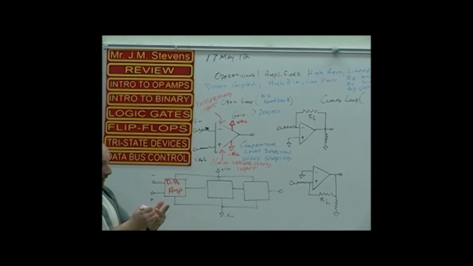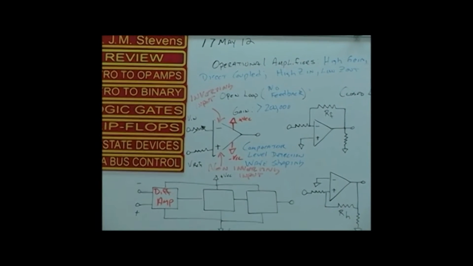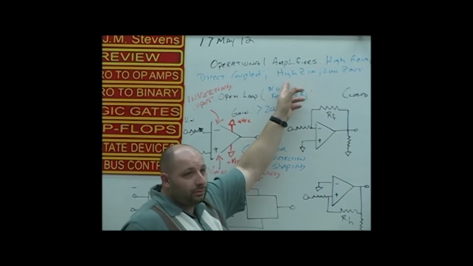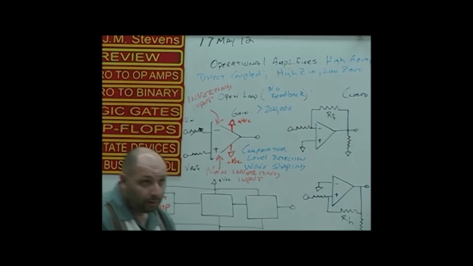And then we looked inside of the chip during the lesson, and we saw Q1 and Q2. The two inputs were on the bases of those transistors. So that's where we get our high input impedance. Just think about the BJT groups: whenever the input's on the base, the impedance is always going to be high. It always is.